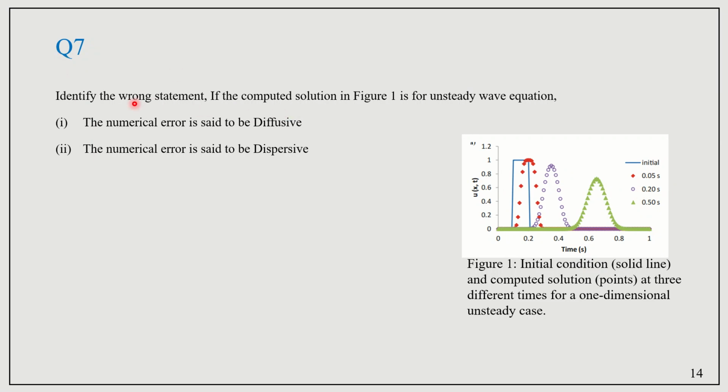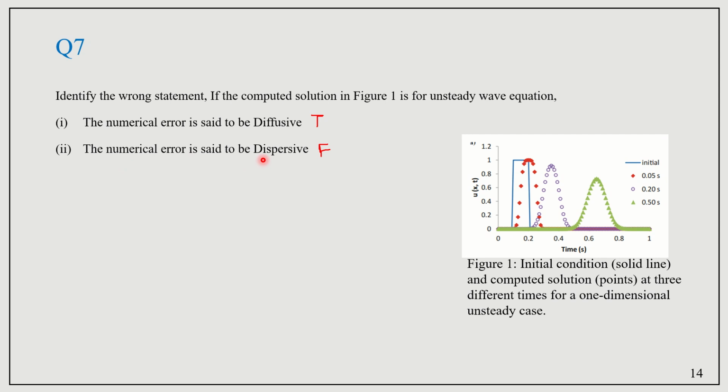In the question, we are asked to identify the wrong statement. We are not asked to identify the correct statement. If we put true or false, it is a diffusive error with respect to figure 1, and it is not a dispersive error. So one is true, second is false. But since we are asked to identify the wrong statement, our answer is option 2, that is, the numerical error is said to be dispersive. So option 2 is the right answer.